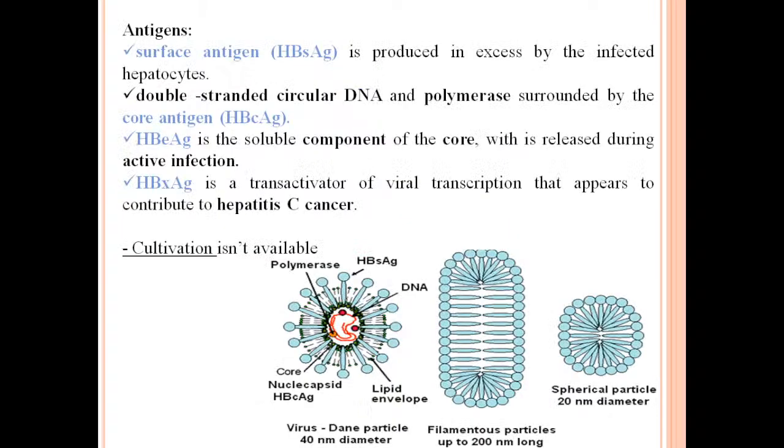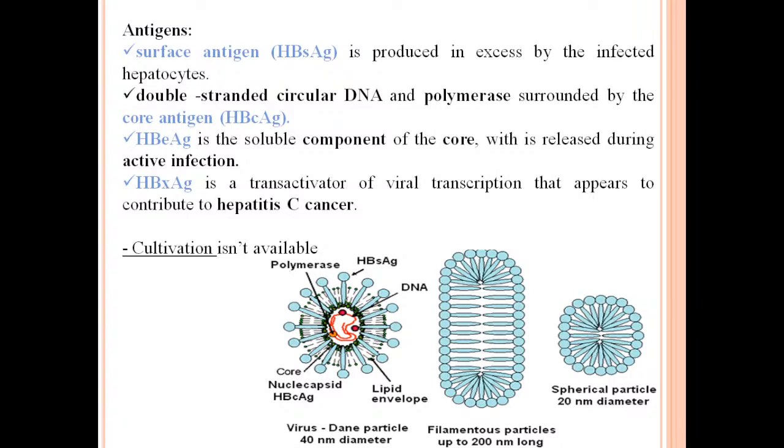So once more about antigens. Surface antigen, HBS antigen, hepatitis B surface. You may memorize it like this. It's produced in excess by the infected hepatocytes. So it's present in acute infection. Double-stranded circular DNA and polymerase enzyme are surrounded by the core antigen, HBC antigen, core antigen here. It's shown in green color, HBC antigen.